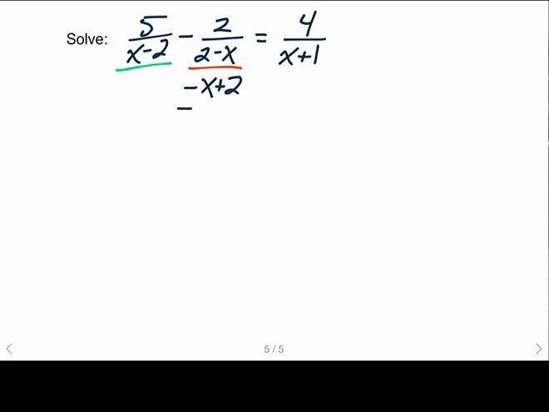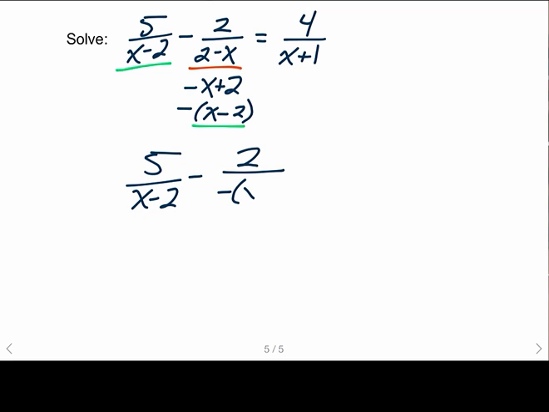If we factor out a negative, we have the negative of the quantity of x minus 2, which is the negative, as we said, of the first denominator. So if I rewrite the entire equation here, I have 5 over x minus 2 minus 2 over the negative of x minus 2 is equal to 4 over x plus 1. So just beware negatives, or beware opposites.